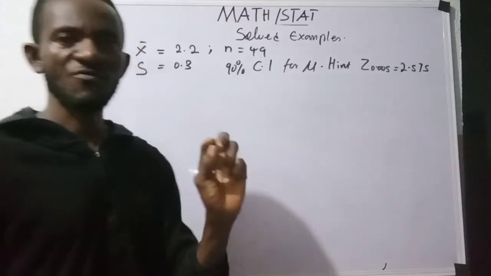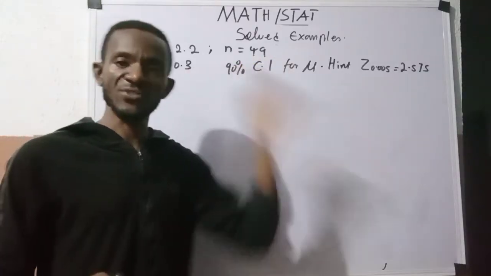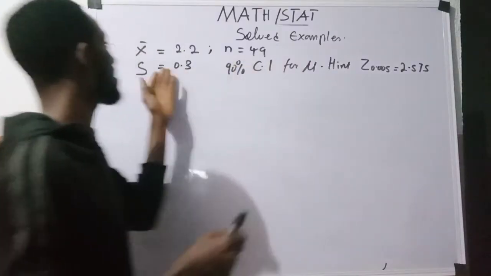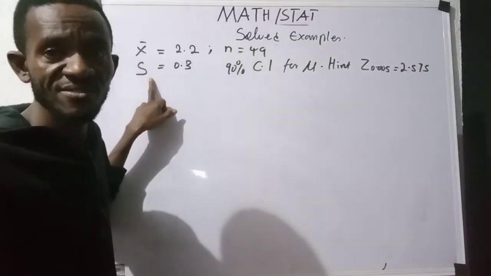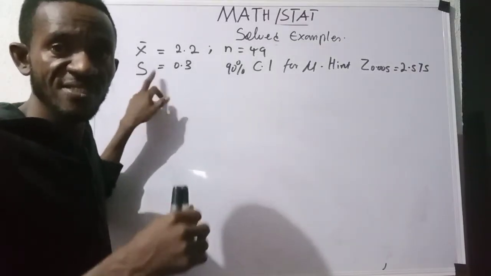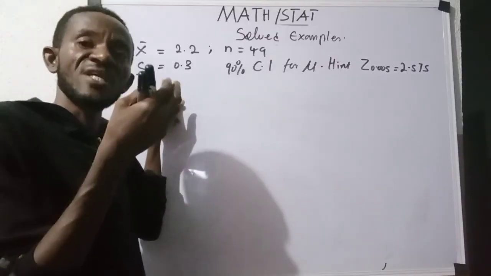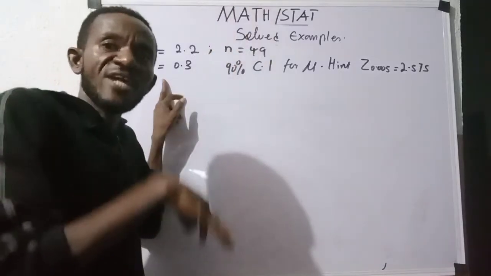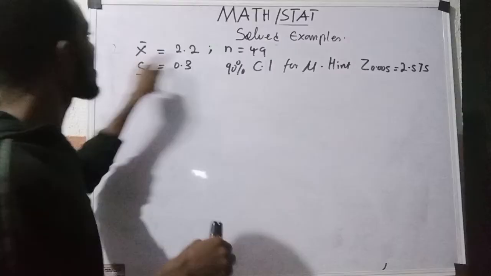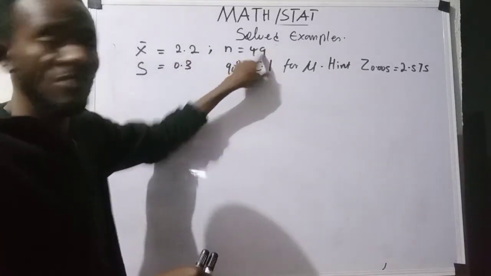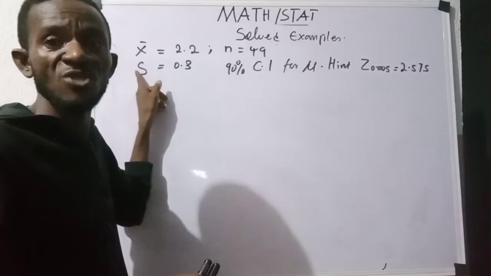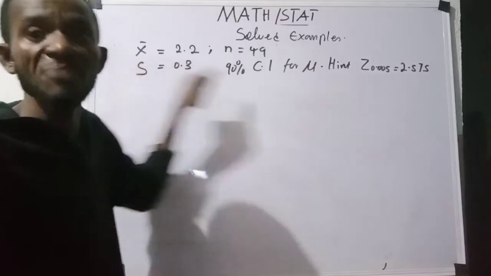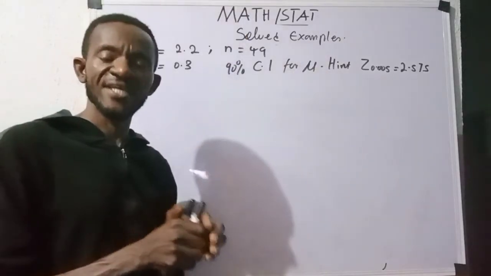First of all, we think of which condition this falls into. Is it our first condition? Is it our second condition? If you watch here, what I have here is S, not sigma, because they say this standard deviation was already calculated from a sample taken, not that it is known that the population has this standard deviation. So it falls under the second condition, where my N is large because N is 49, but the population variance is unknown. So I am using the sample standard deviation in place of the population standard deviation.